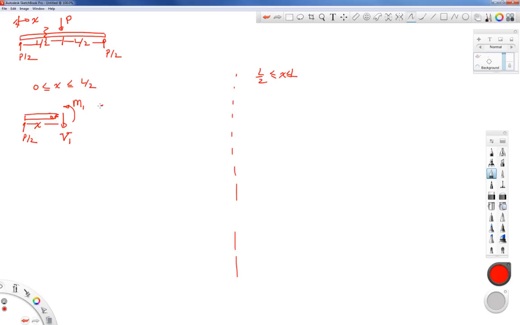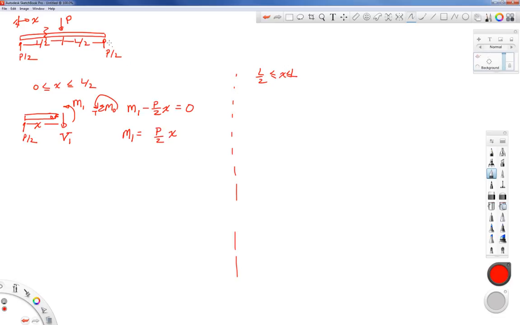So if I do the summation of moments about point O, I will have M1 minus P over 2 times x equal to 0, or M1 is equal to P over 2 times x.